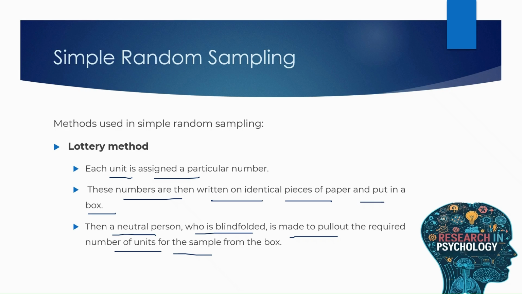All right, we have done this a lot of times, right, while playing and all. So we have a box in which we make chits, and the chits might have the number representing a particular unit, or if they are people, maybe you can write the name of the individuals and then put it in the box. Then a neutral person who is not a part of the study will be called, and this person will be blindfolded and made to pull out the required number of units, right? This is called the lottery method. This will also provide you with a simple random sample, where each and every individual has an equal probability of being selected into the sample.